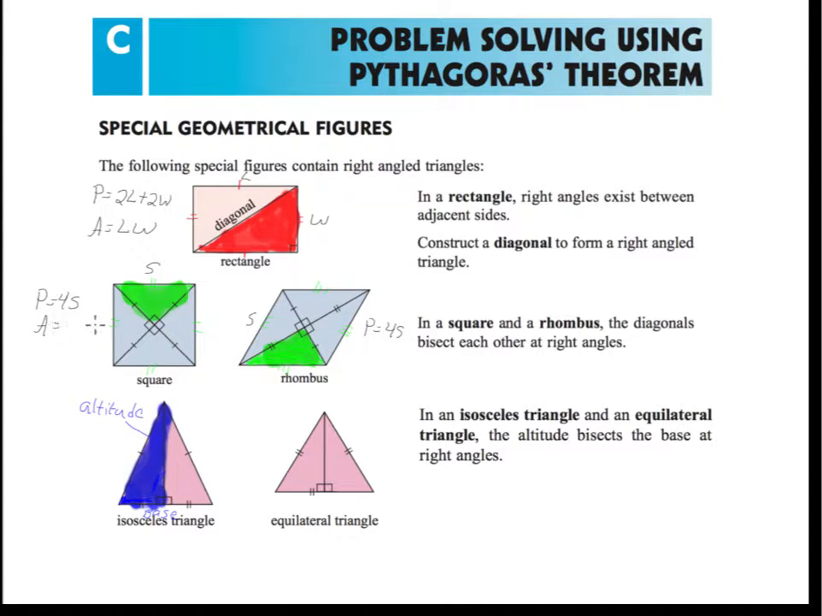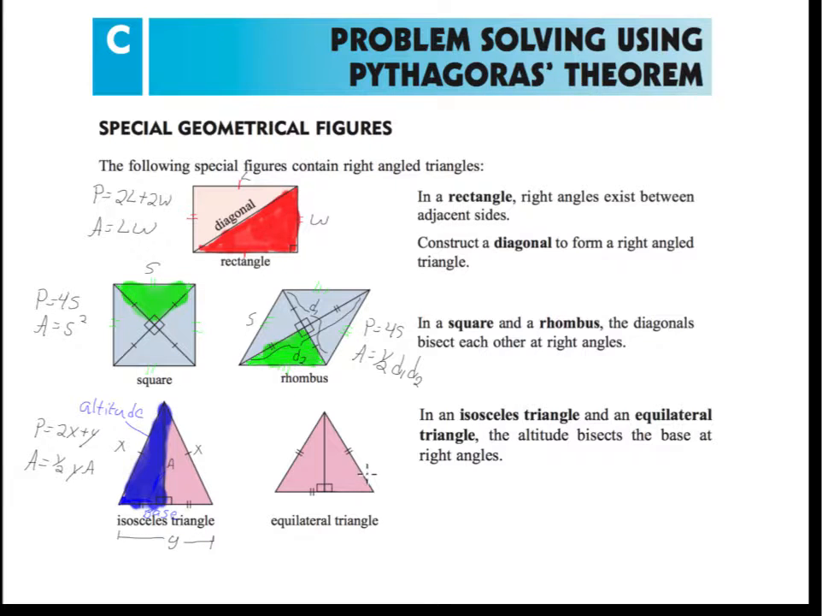But the area of a square is length times width, or side squared. But for a rhombus, it's a little bit different. Area is equal to 1/2 diagonal 1 times diagonal 2. The perimeter of a triangle is you add up all the sides. For an isosceles, two sides are the same length, so I have 2x plus y. The area of any triangle is 1/2 base times height. In this case, y is my base, and I'll call a my height, for altitude.